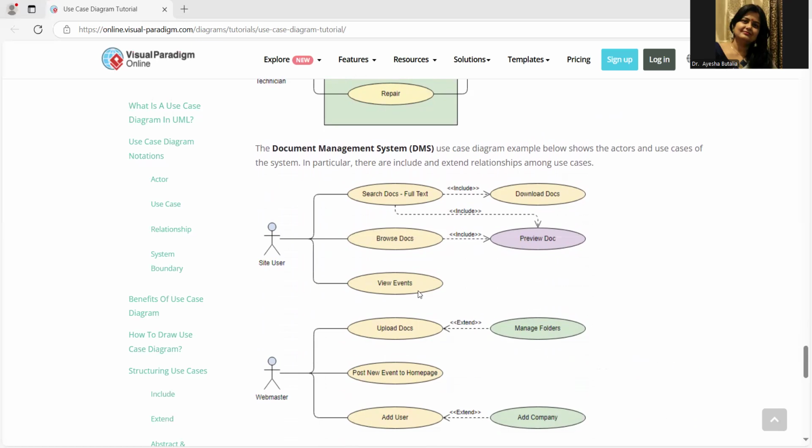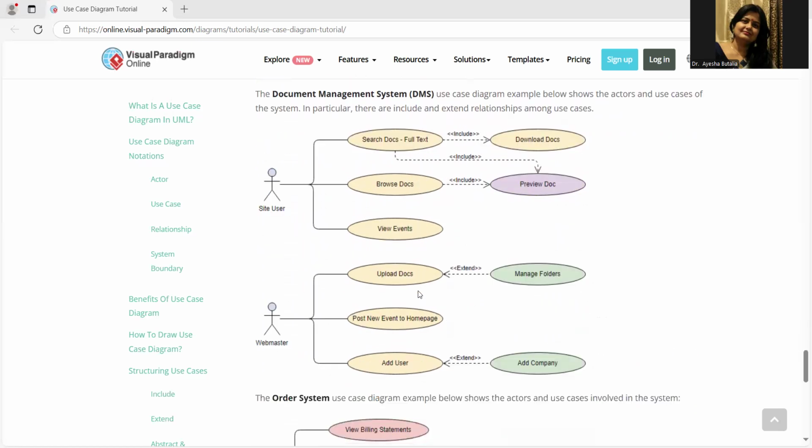Okay, so it shows the actors and the use cases in particular, that actually includes the include and the extend relationship among the use cases. So here, if you have a site user for the document system, if you are creating a use case diagram for this DMS, you have a site user, these will be the use cases, and you are using include.